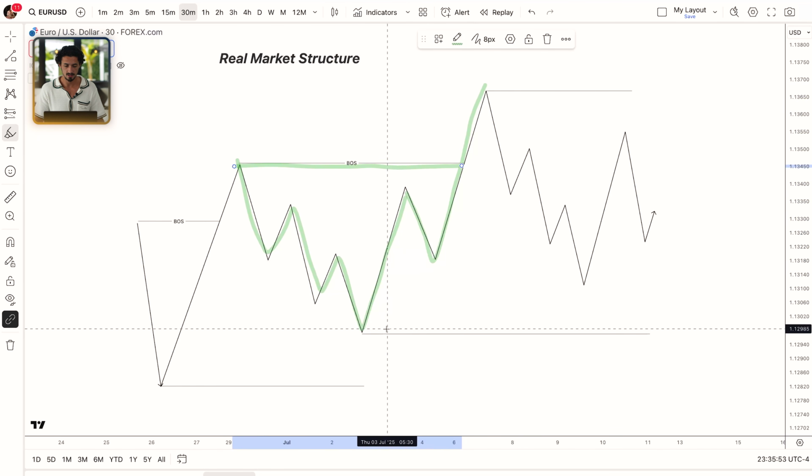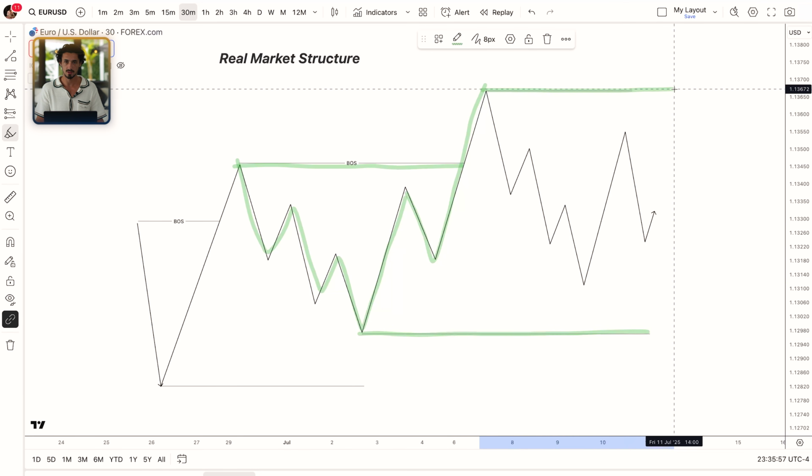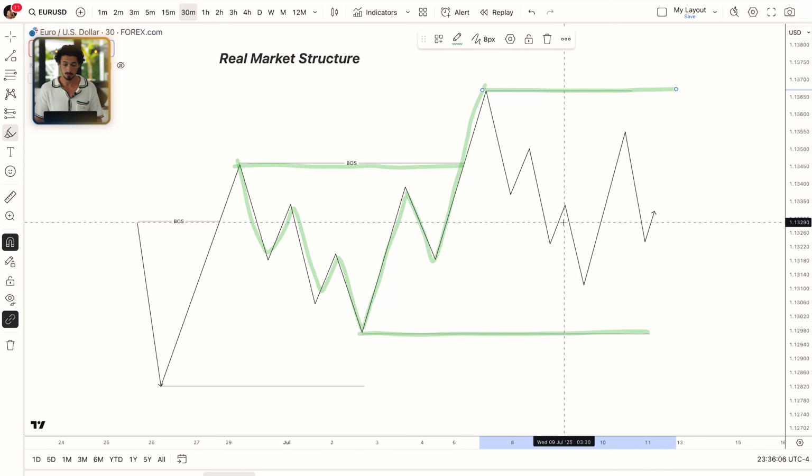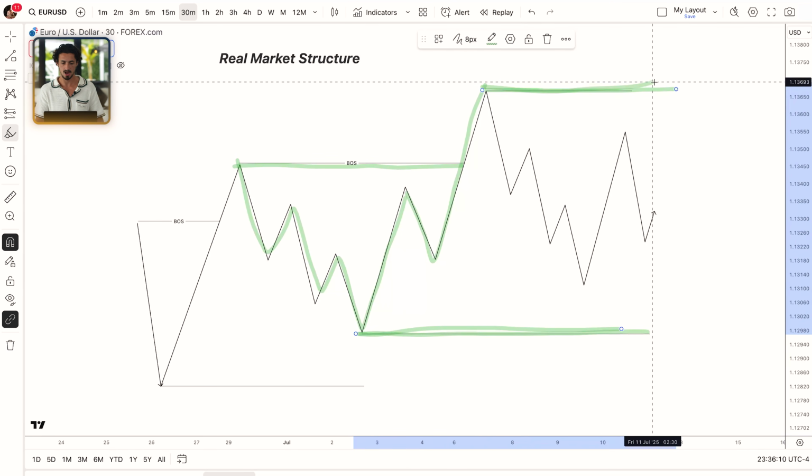Now here's the other kicker. This is now our swing low. This up here is our swing high. And so we're expecting longs. We're expecting that price will respect this low and it will target this high.